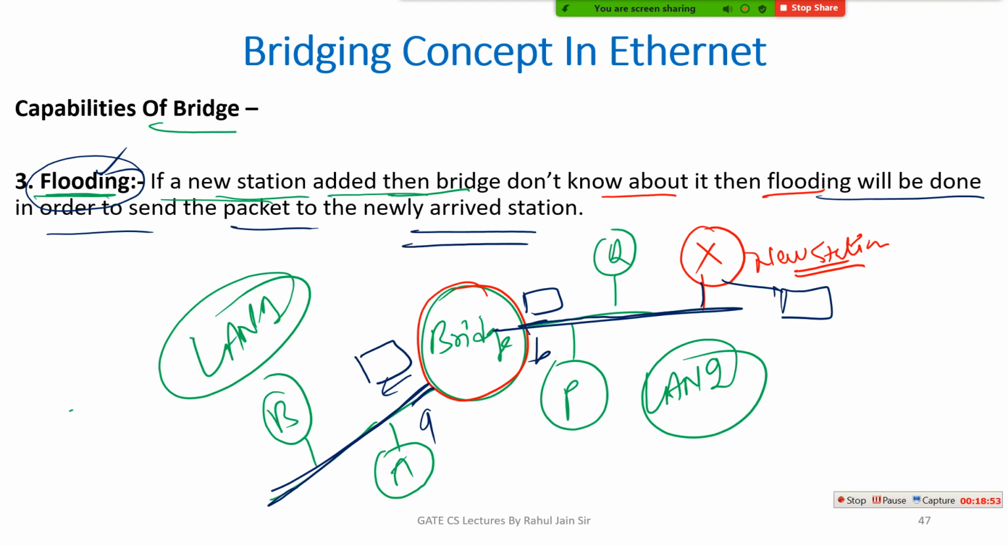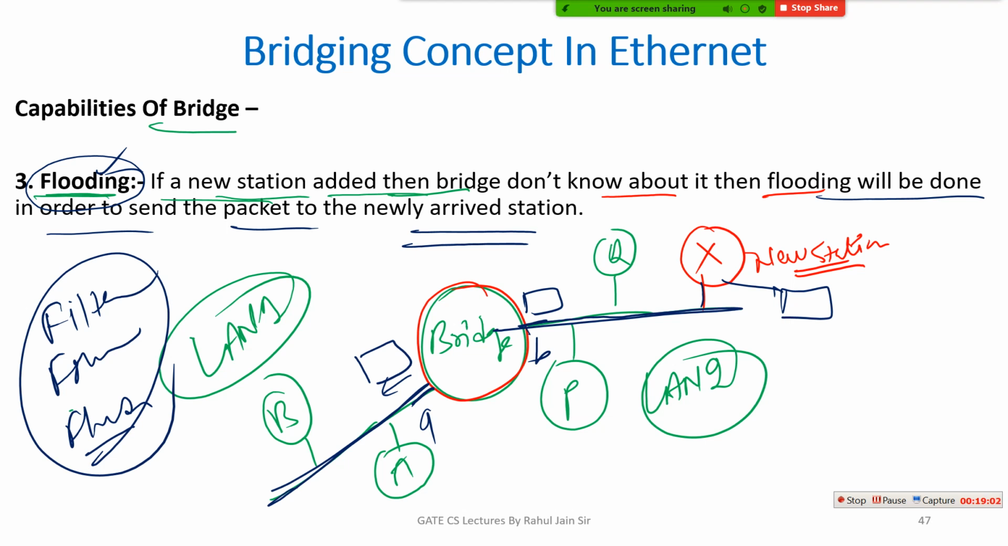Is it clear guys what is filtering, what is forwarding, and what is flooding in terms of the capabilities of bridges? Is it clear to everyone guys? Please comment in the chat box. Is it clear to everyone? Flooding, forwarding, and filtering. Okay, very good.